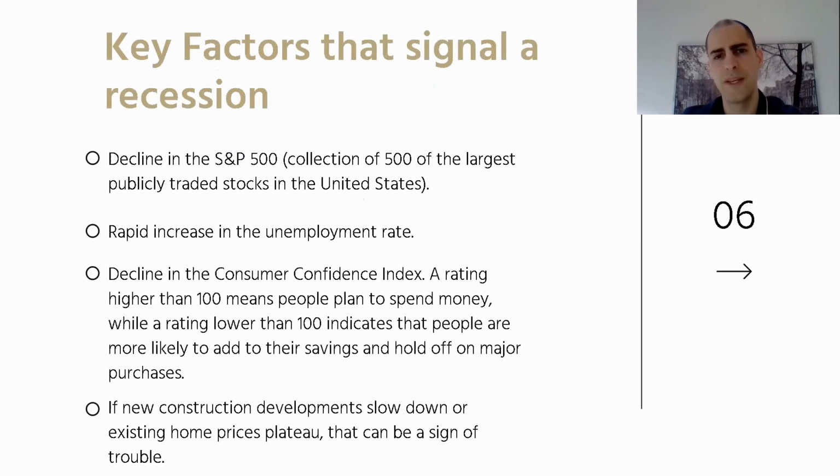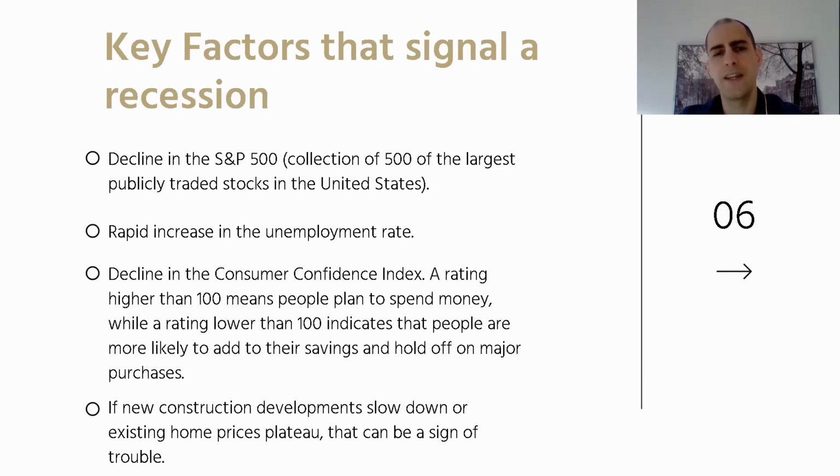For those who don't know, this is an index reflective of the top 500 largest publicly traded stocks in the United States. So when you see the S&P 500 dropping continuously, that basically can signal that you're definitely in a contraction towards recession if it's not recovering. The second is a rapid increase in unemployment rate. During contraction, you have an increase in unemployment, but this is a rapid and continuous increase that you're seeing.